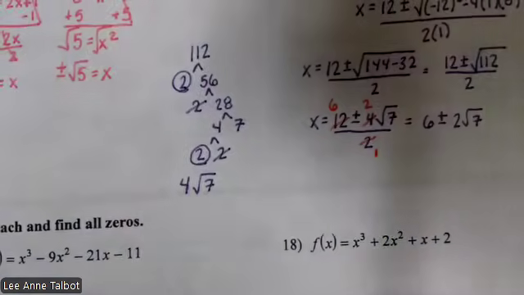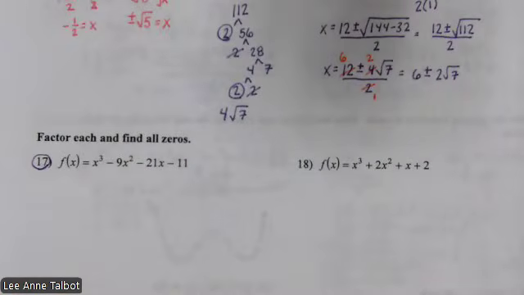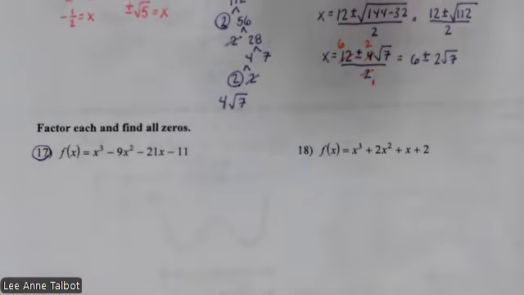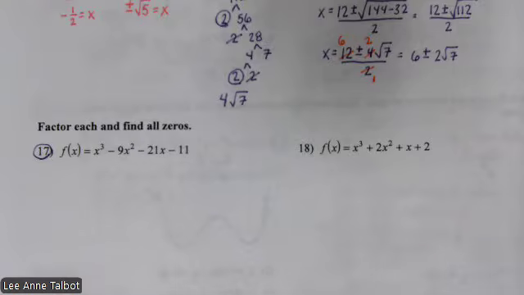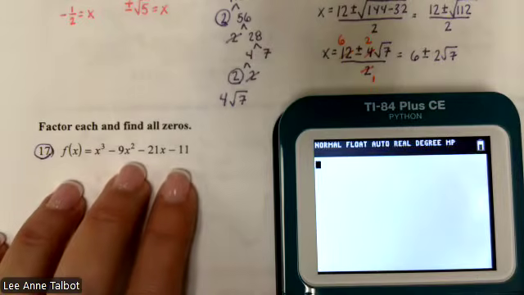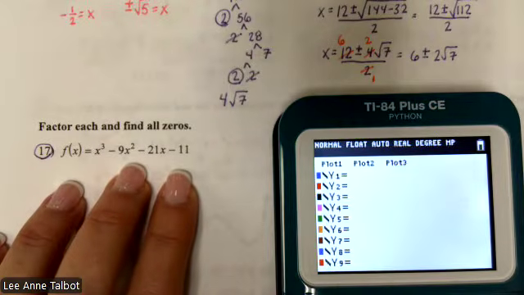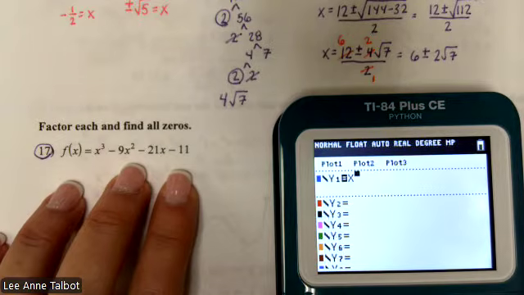Number 17 is quite a bit easier than number 16, which is great news. Okay, factor each and find all zeros. Mrs. Talbot, you said that we can't factor a cubic. What do we do? Well, this is what we're learning this week. So this is a warm-up that actually has to do with our current lesson.